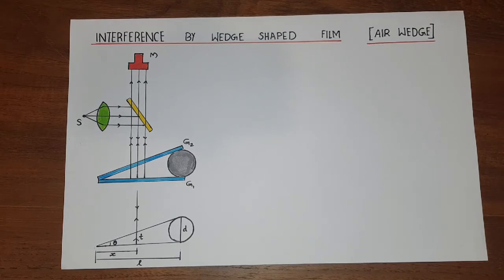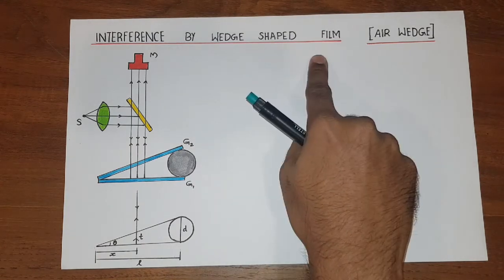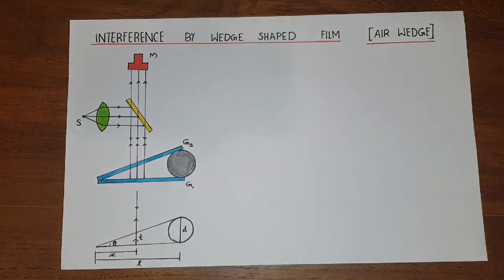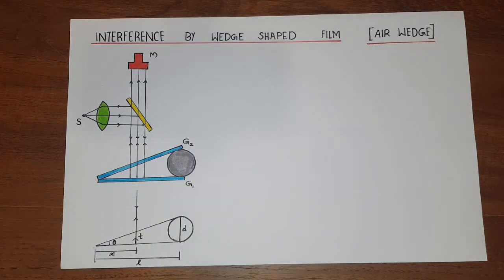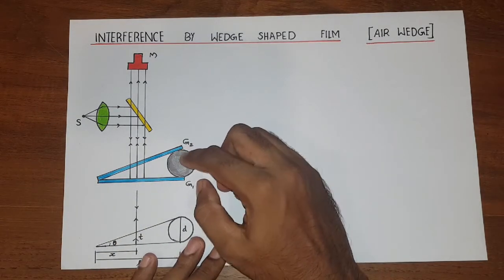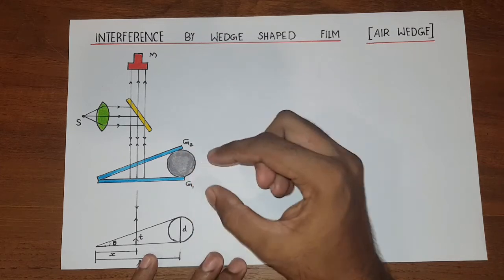Now we will be discussing the interference by a thin film, and the shape of the thin film will be wedge shaped. So that is the interference by a wedge shaped film. Here I have two glass plates, and between the two glass plates I have placed a wire of diameter d.